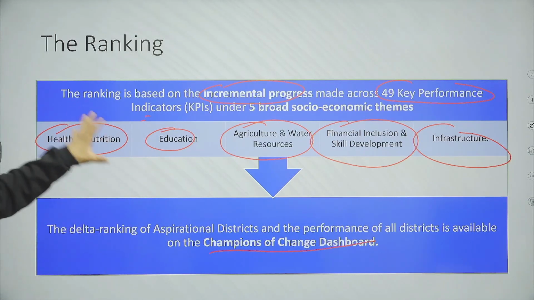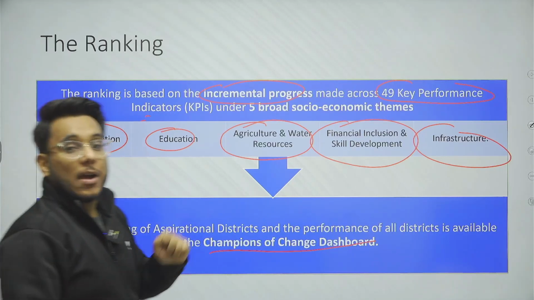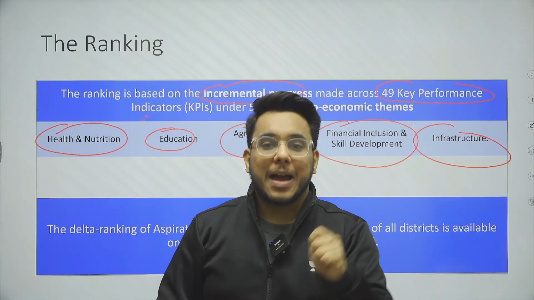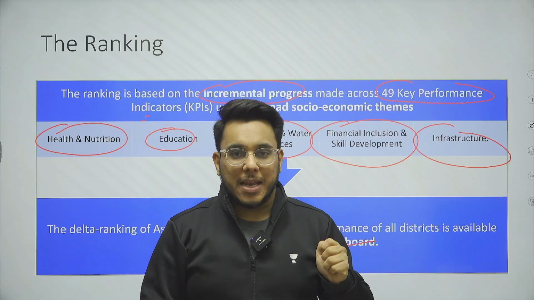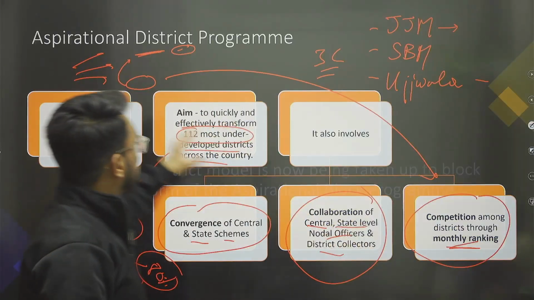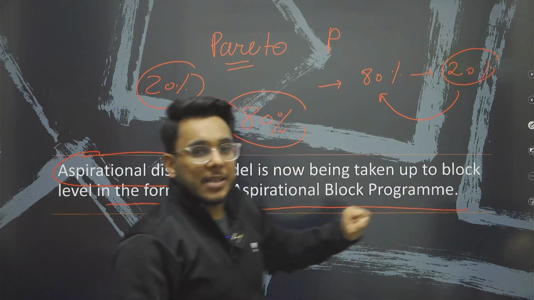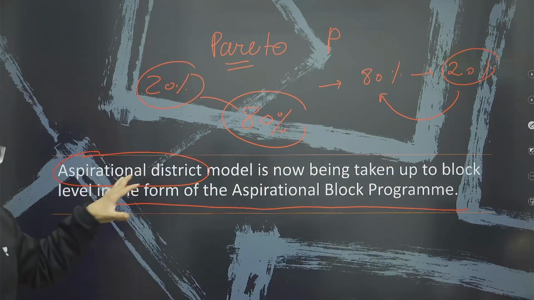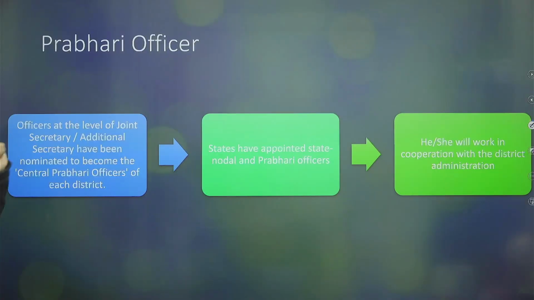So on the lines of the aspirational district program, the government is now going for a microscopic attention, and from the district, the government is moving towards the block level. So on the lines of the aspirational district program, this aspirational block program has now been started. So guys, the aspirational district and block program happens to be very important this particular year.